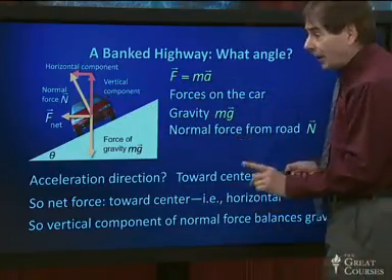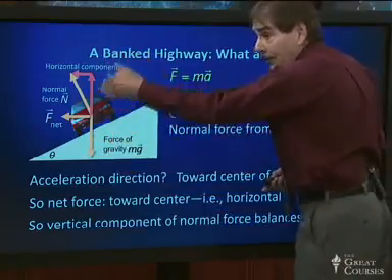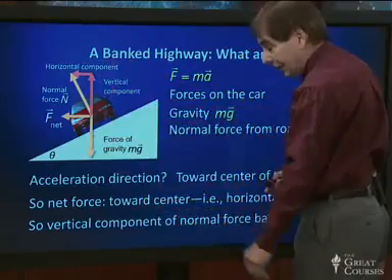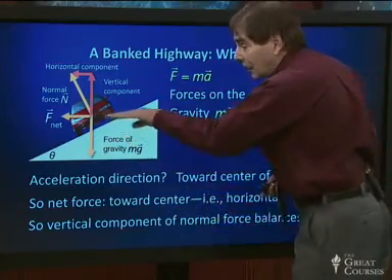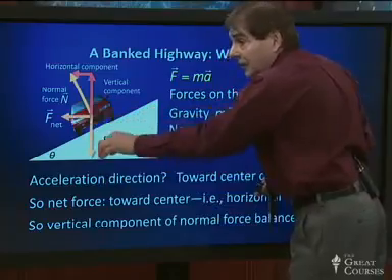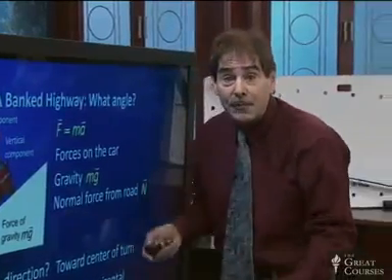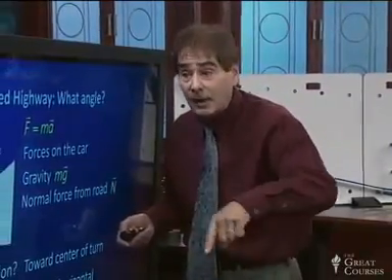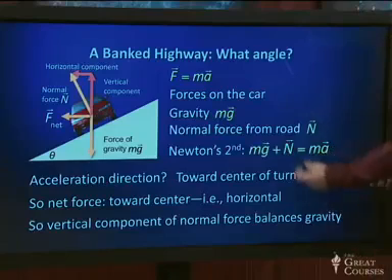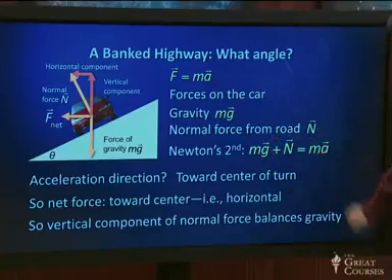And you'll notice what is going on here. If the car is not to be sliding along the road, the vertical component of that normal force, the vertical part of it, has to balance gravity. The horizontal part, which is giving just the net force, there's no gravitational component in the horizontal direction, gravity is purely vertical, has to be pointing to the left. And that's what's providing the acceleration of this car as it goes around the turn. Newton's second law for this case then reads, vector mg, the downward vector, plus the normal vector equals ma.